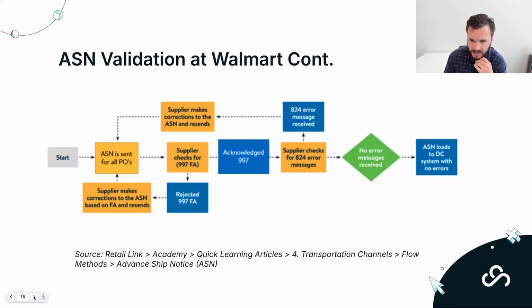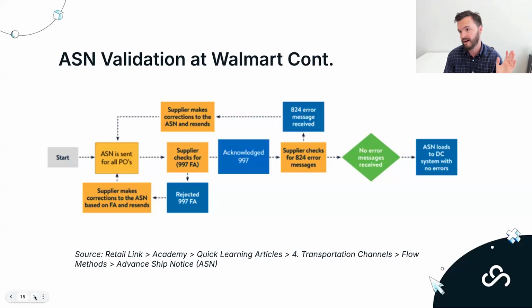So the 824 error message is received. Walmart is saying the supplier makes corrections to the ASN and resends it, and that will send it all the way back to the beginning of this process. Now, this also seems to imply that if you're making corrections to an 824 error, there's a chance of another 997 happening. I've never heard of that happening, and it seems kind of uncommon, but it is helpful to think about it as basically restarting the ASN process.